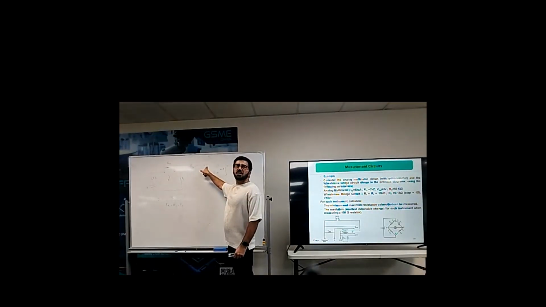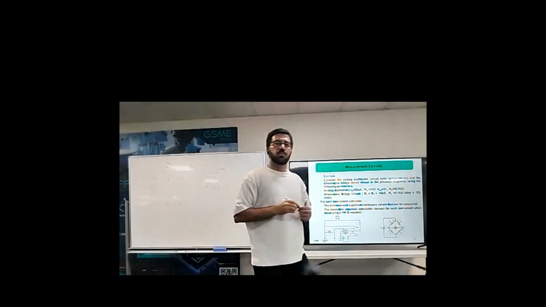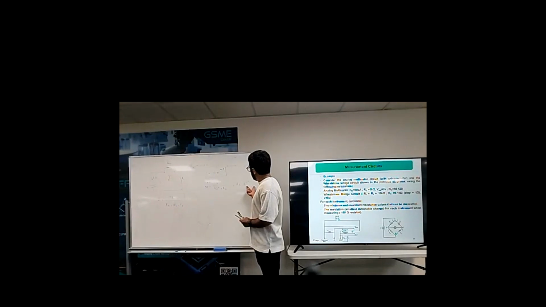Yeah, we can consider this current. The full range should be 50 microamp, 352K plus RA. So RA is 8K. This means the minimum resistor we can measure is 8K.